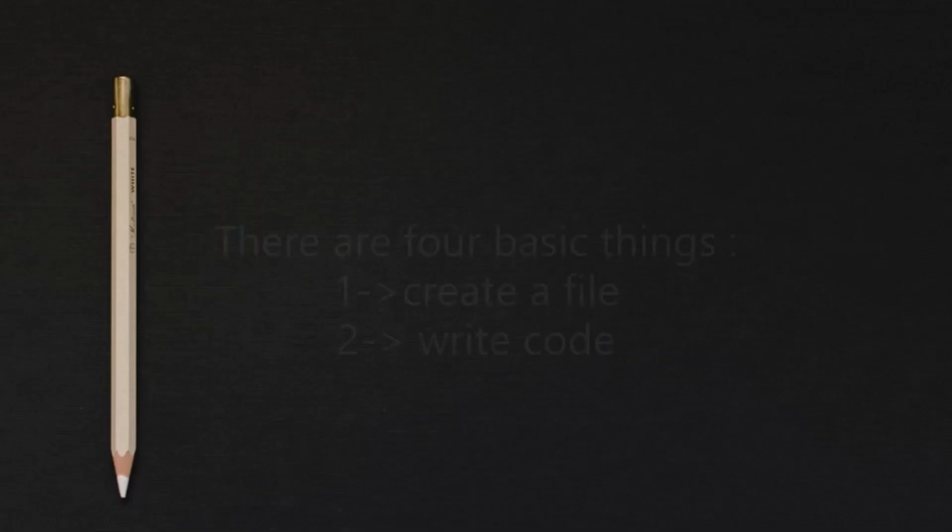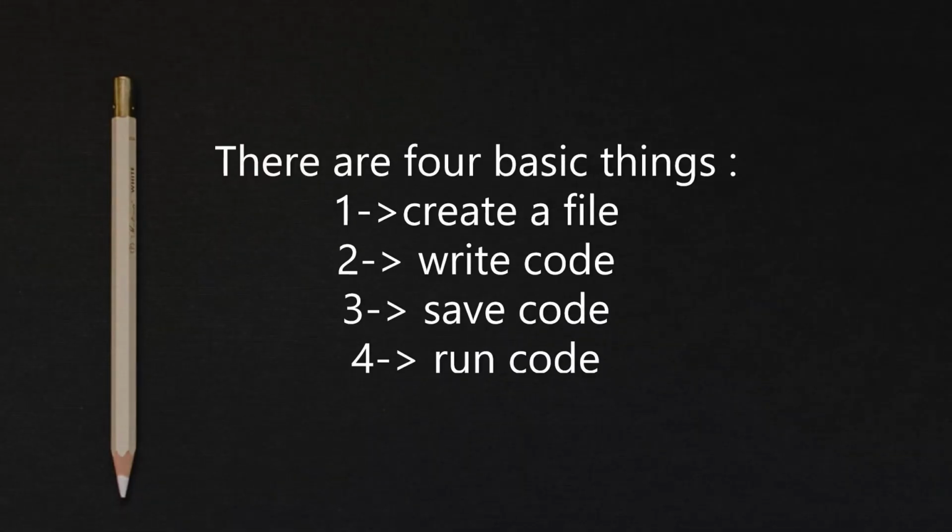Now, let's start our programming part. Well, there are 4 basic things in programming. 1. Create your file. 2. Write your code. 3. Save your code. And finally, run your code. So, let's start our coding with Hello World.